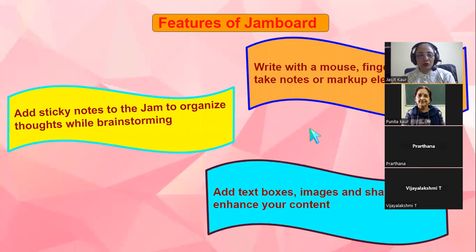The features of Jamboard are that we can write with a mouse, or with the help of our finger on a touch screen. We can take notes or mark up elements. When we explore Jamboard, we will show how it exactly works. We can add sticky notes to organize thoughts while brainstorming with the kids. We can add text boxes and images from Google or from our own drive, and we can add images and shapes to enhance our content.